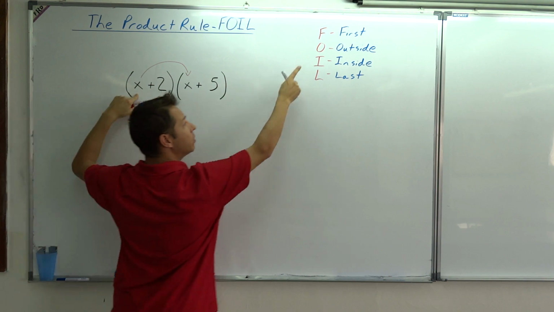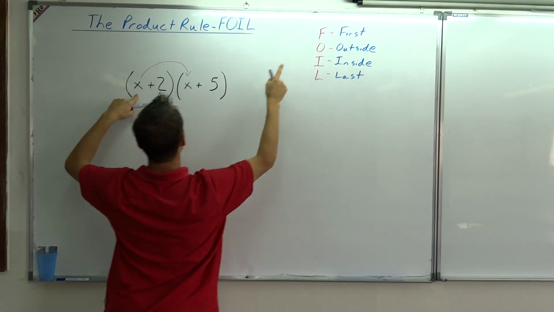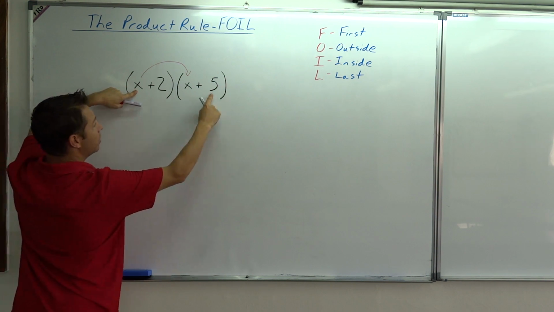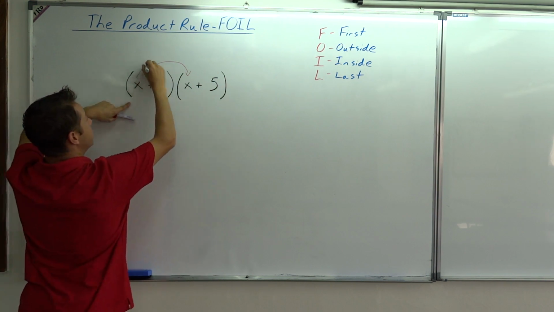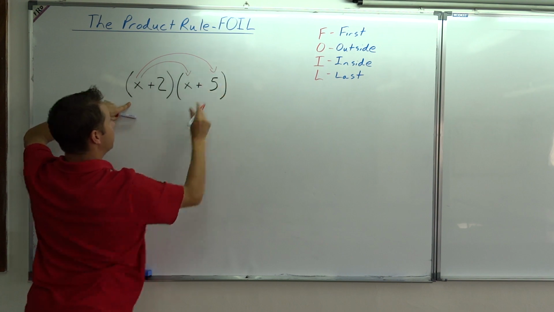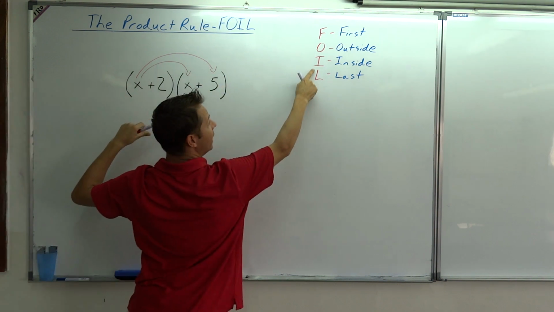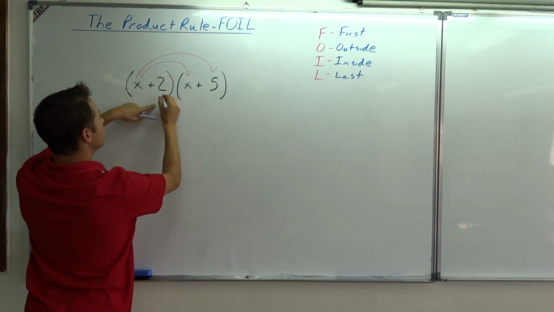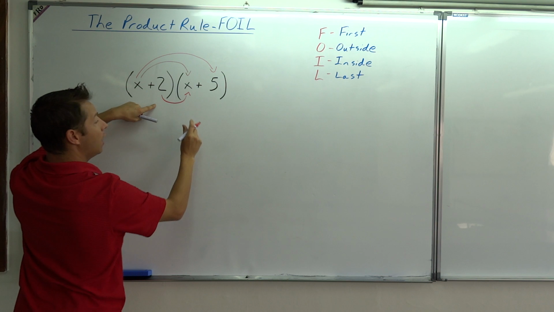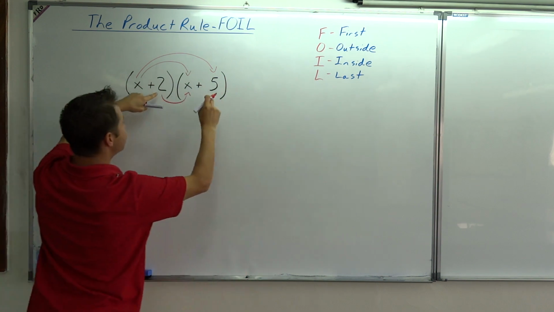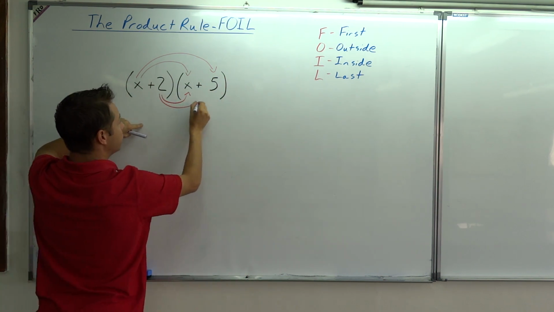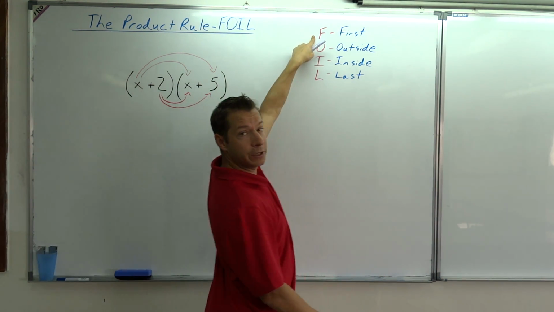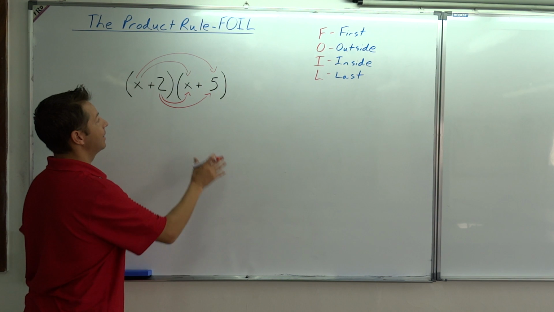Then I'm going to be multiplying the outside set of things in each set of brackets. I'm going to be multiplying this one times this one. Then I'm going to be multiplying the inside things inside of the brackets, so the inside would be these two. And then I'm also going to be multiplying the last things in each set of brackets, this one times this one. So we use the term FOIL to describe first, outside, inside, and last.